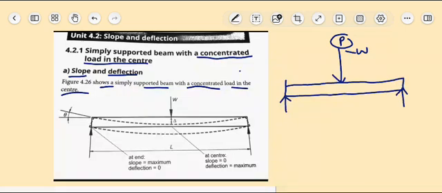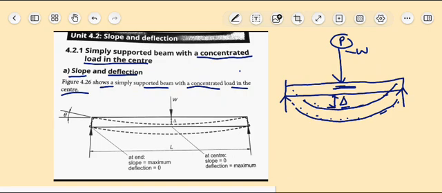This weight will cause this beam to bend, like that. We call this bending, the bend of the beam. It's a deflection. The deflection, the change in that height, the bend there, is what we call deflection.